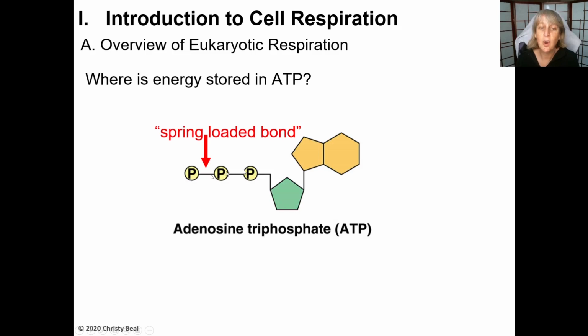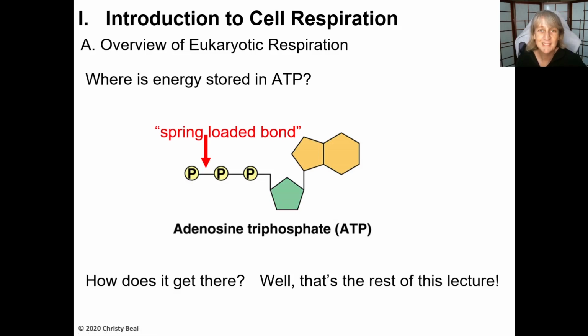These phosphates are all negatively charged. That means they want to get away from each other, like charges repel. And as they get away, this one is easier to pop off than you would expect. But it still has energy in this bond. This is an easily available source of energy for your cell to use, and your cell is good at it. How did we put energy in this spring-loaded bond? How did we load it? That's cell respiration. That's the rest of this.